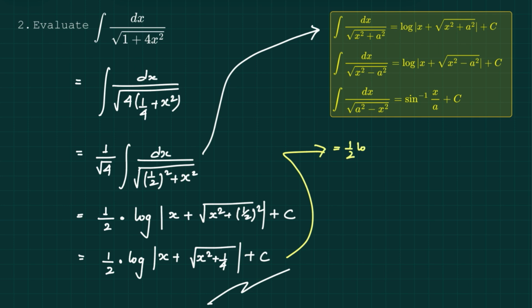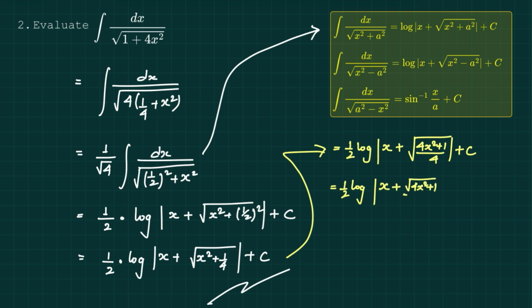1 by 2 log of x plus, taking the LCM inside, we will have 4x squared plus 1 over 4, plus c. So it equals 1 over 2 log of x plus the square root of 4x squared plus 1 over the square root of 4, which is 2, plus c. Again adding the terms inside the log, we will have 2x plus the square root of 4x squared plus 1, whole divided by 2, plus c.